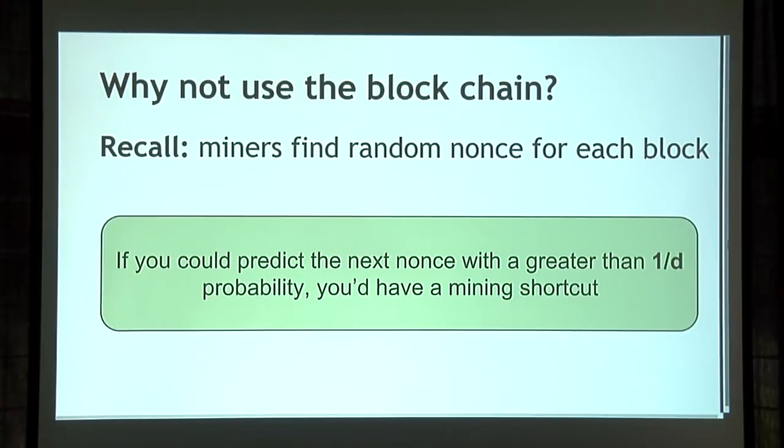So if you had the capability to predict what the next nonce will be with a probability greater than 1 over d, where d is the difficulty of finding a block, then you would have a faster way to mine than just trying nonces at random. And remember that d is pretty high right now. It's greater than 2 to the 66. So that means that every block that's mined in Bitcoin should have 66 bits of randomness that are impossible for anybody to predict. At least if Bitcoin is secure, there should be no way for any of the miners or anybody else to predict what those random bits will be.